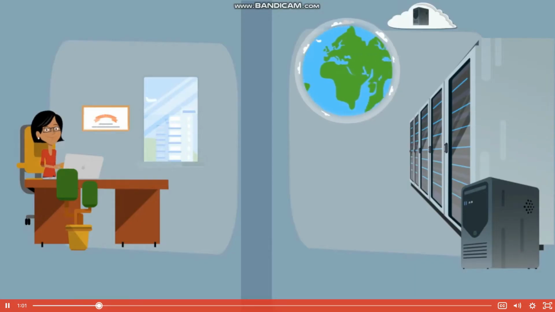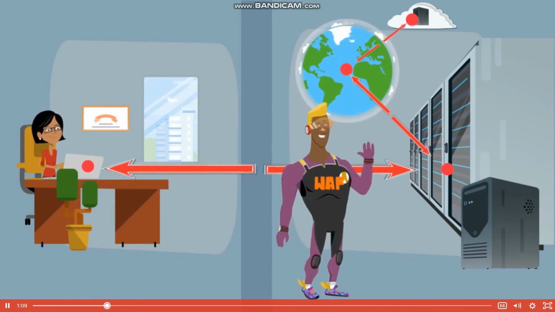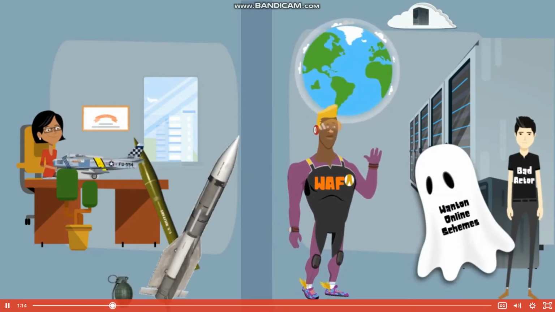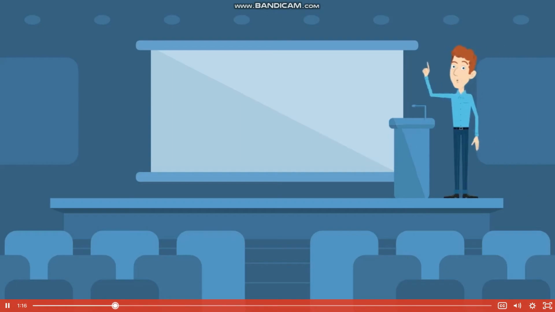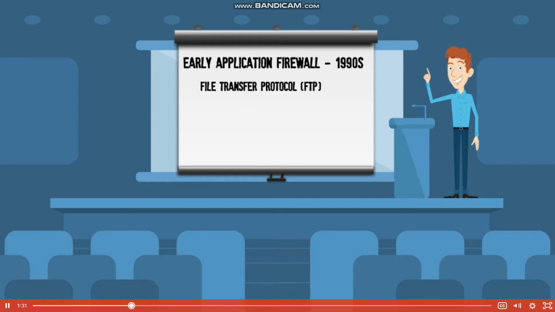Given that much of our time, both at work and at home, is spent interfacing with web applications and web servers, the web application firewall becomes a vital component in our arsenal against bad actors and their wanton online schemes. The ancestor of the web application firewall is the application firewall that was first developed in the 1990s. Although largely a network-based firewall, it could target some applications or protocols, such as File Transfer Protocol, FTP, and Remote Shell, RSH, which is a command-line computer program.